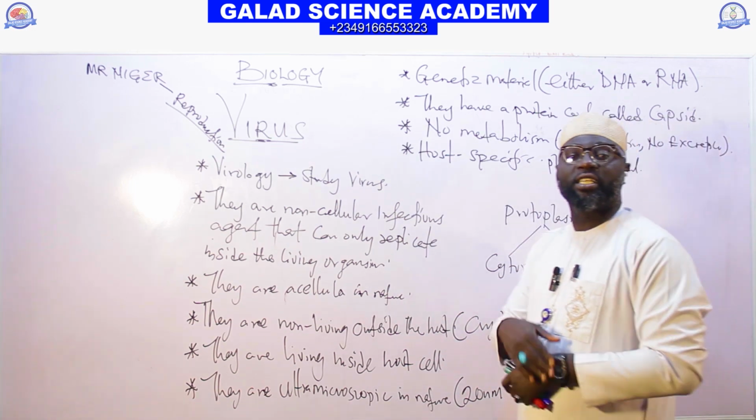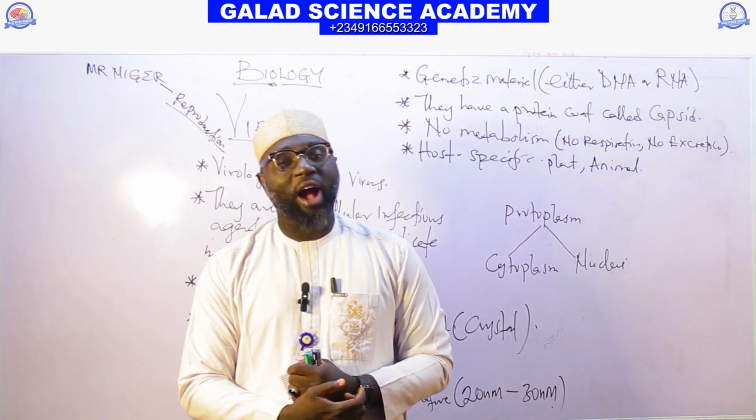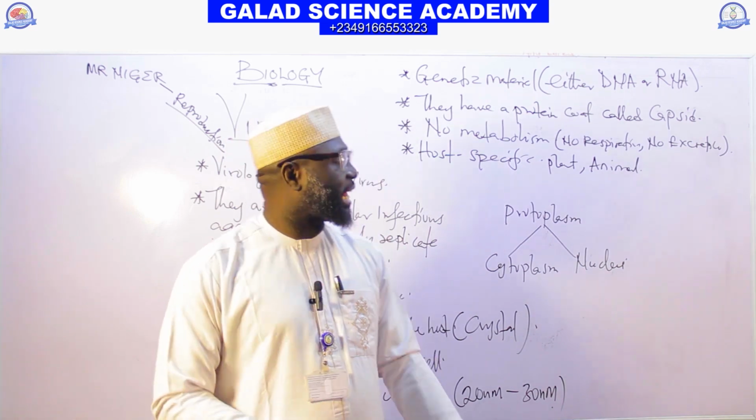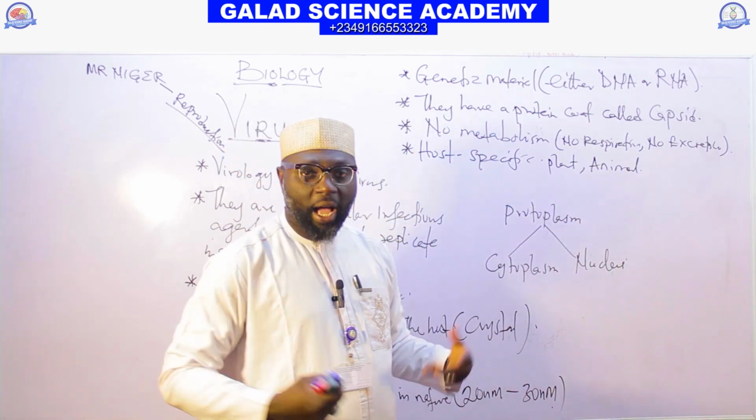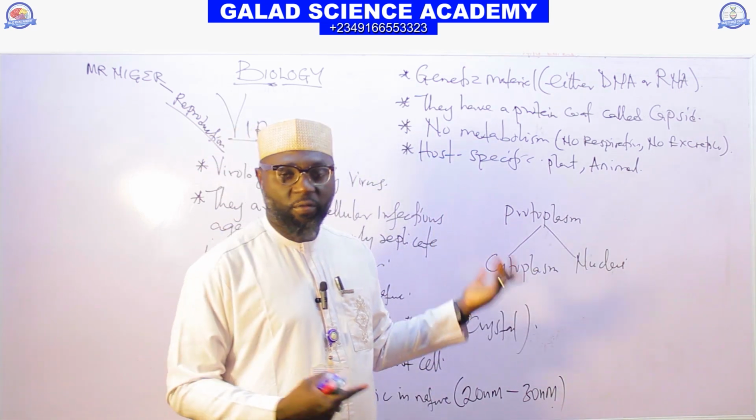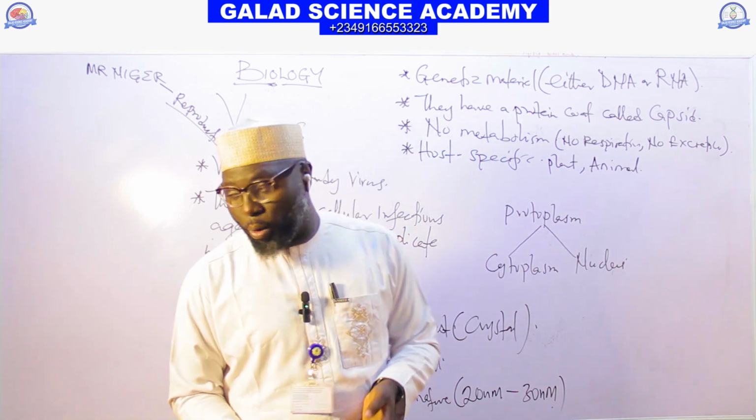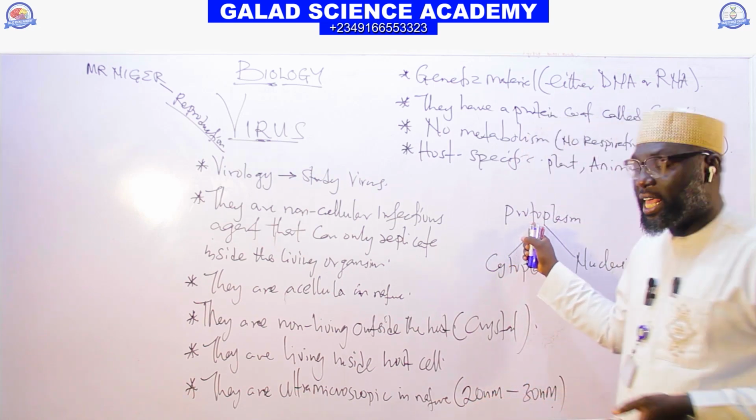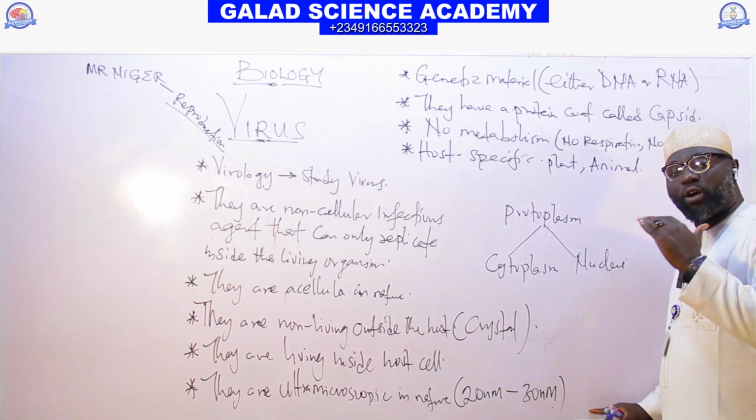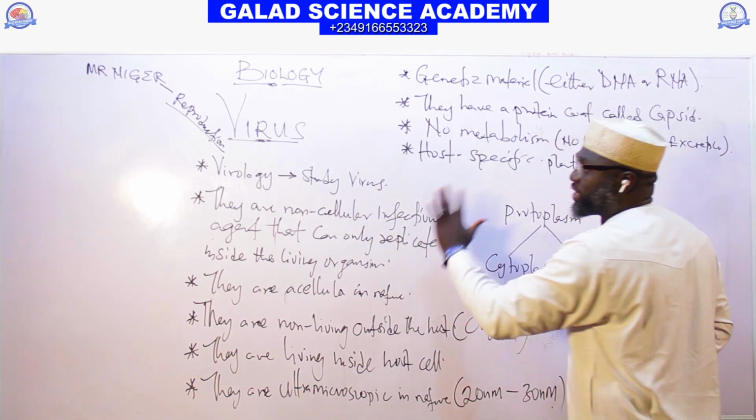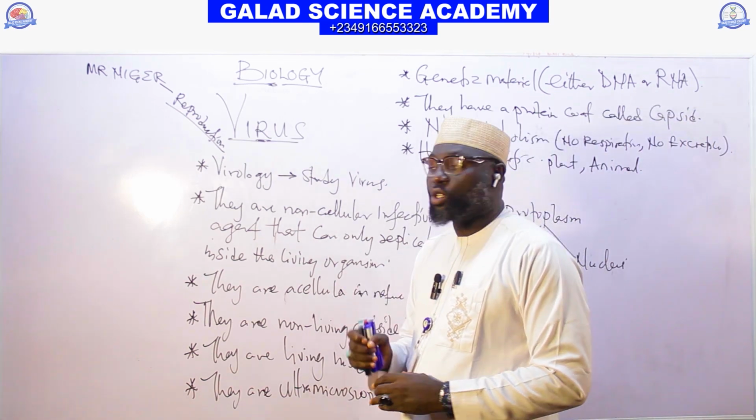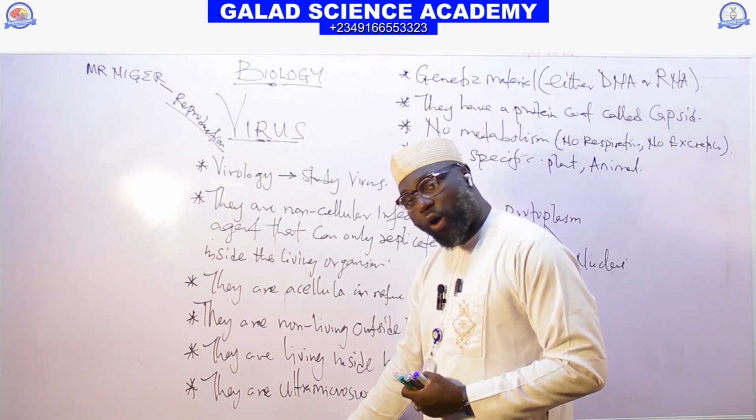The viruses that attack bacteria are called bacteriophage. The Ebola virus is a virus that attacks animals. The COVID-19 virus is an animal virus. And tobacco mosaic is a virus that attacks plants. So in terms of the host, viruses are specific. So that is all about the characteristics of virus.